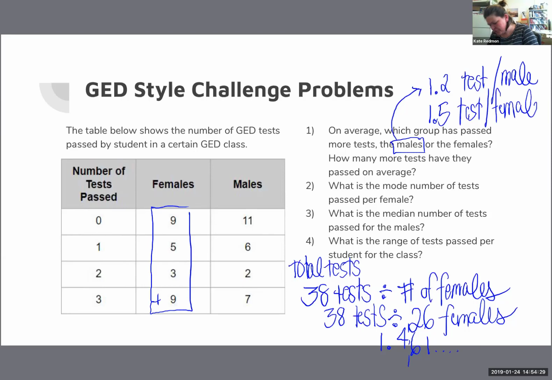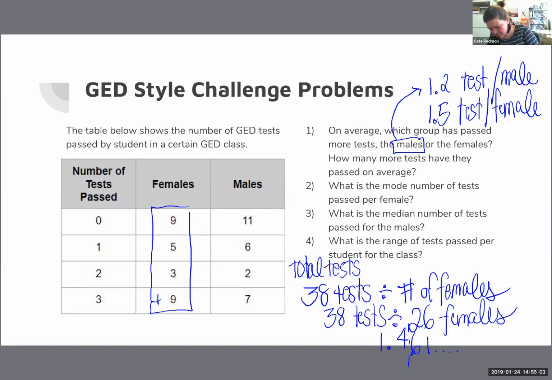What do you make of your prediction? Did it turn out? Were you guys right? Yes. Yeah, you were right. So if the question was just like that on the test, on average, which group has passed more tests, the males or the females? I probably would have gone with my gut, checked that answer, and then if I had time at the end of my test, come back to check if it really numerically worked out, because you only have so much time on your test, and that was a complex problem.